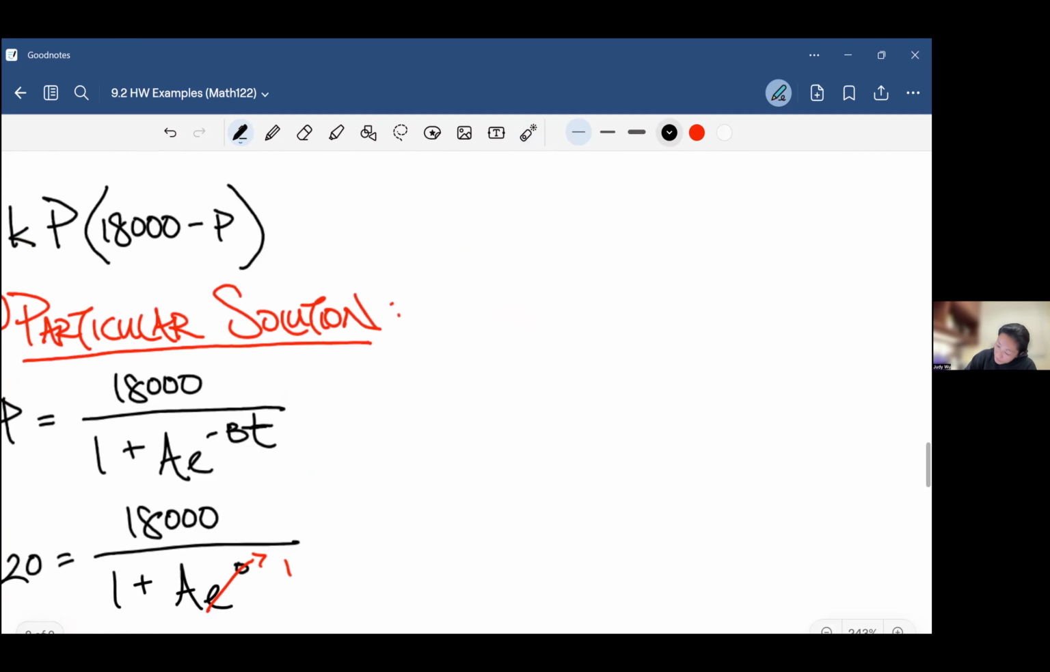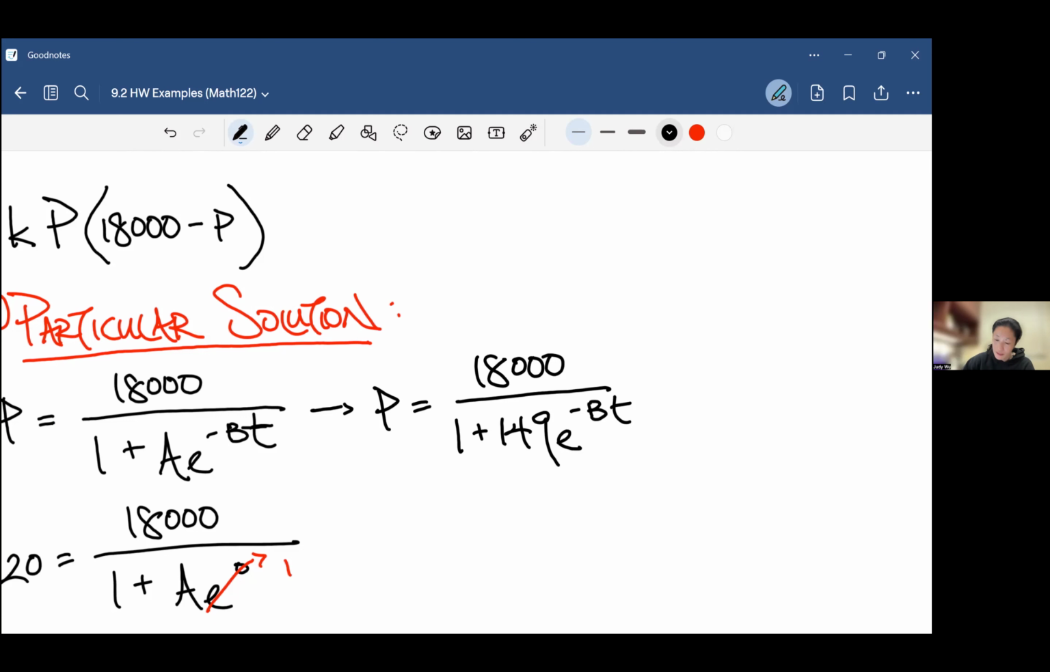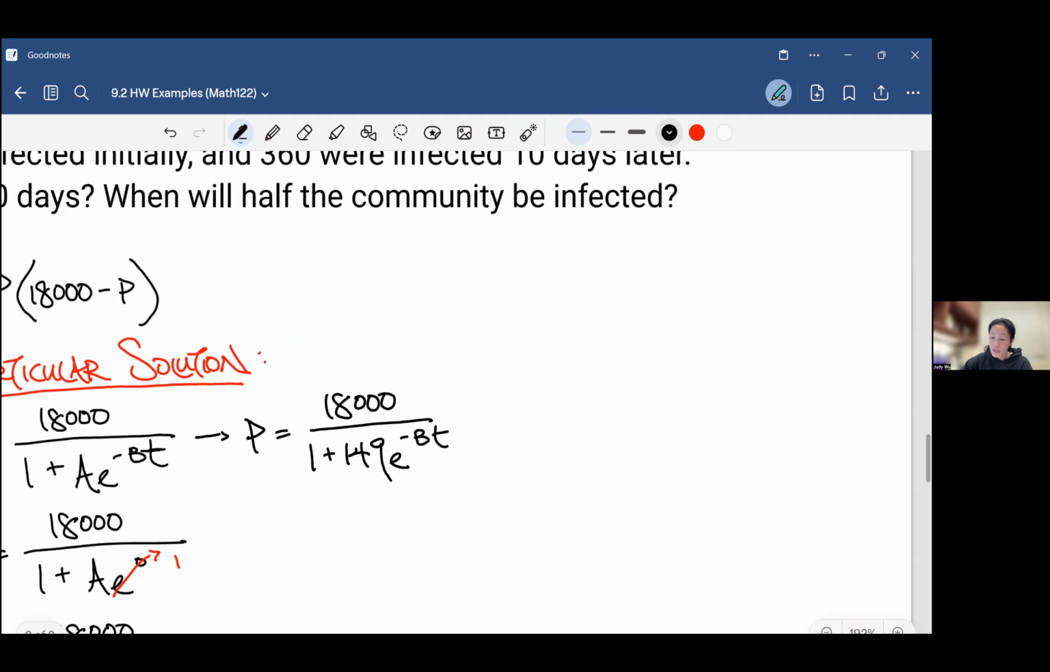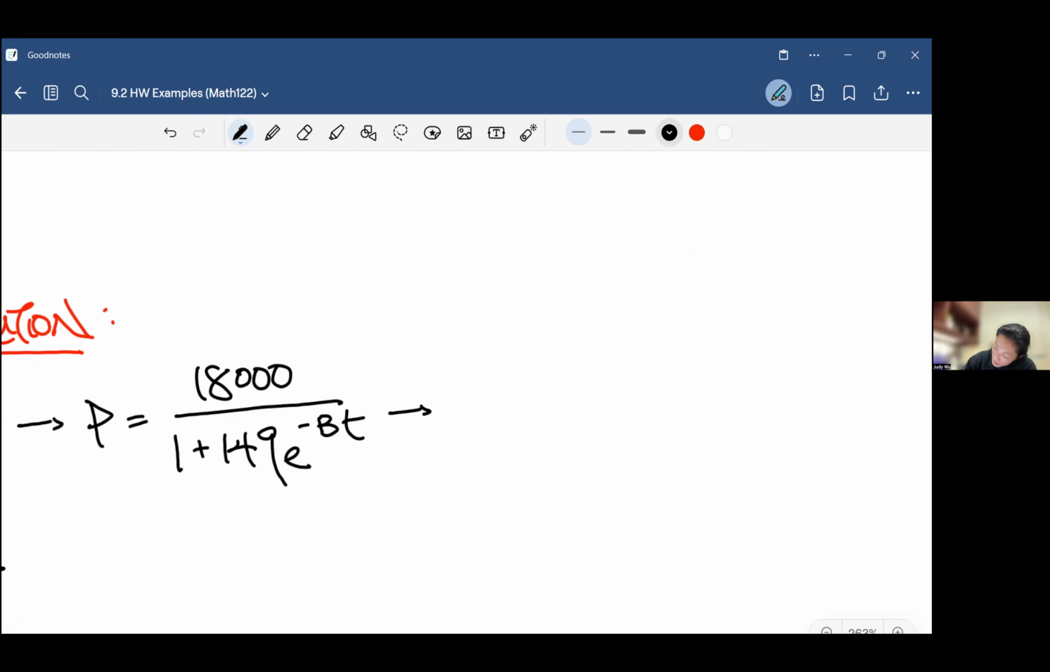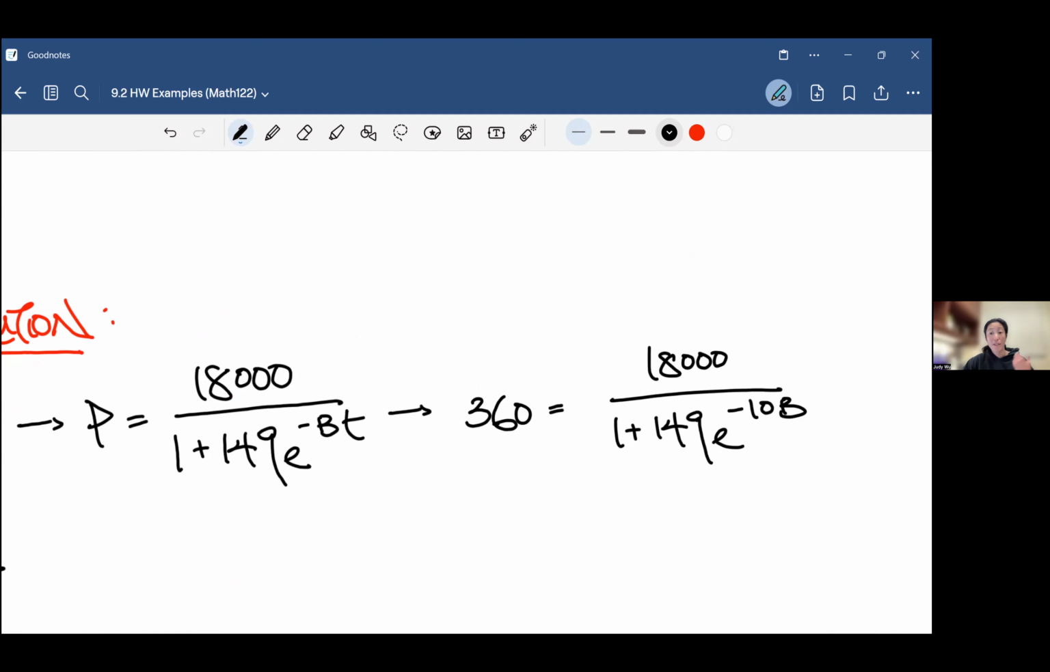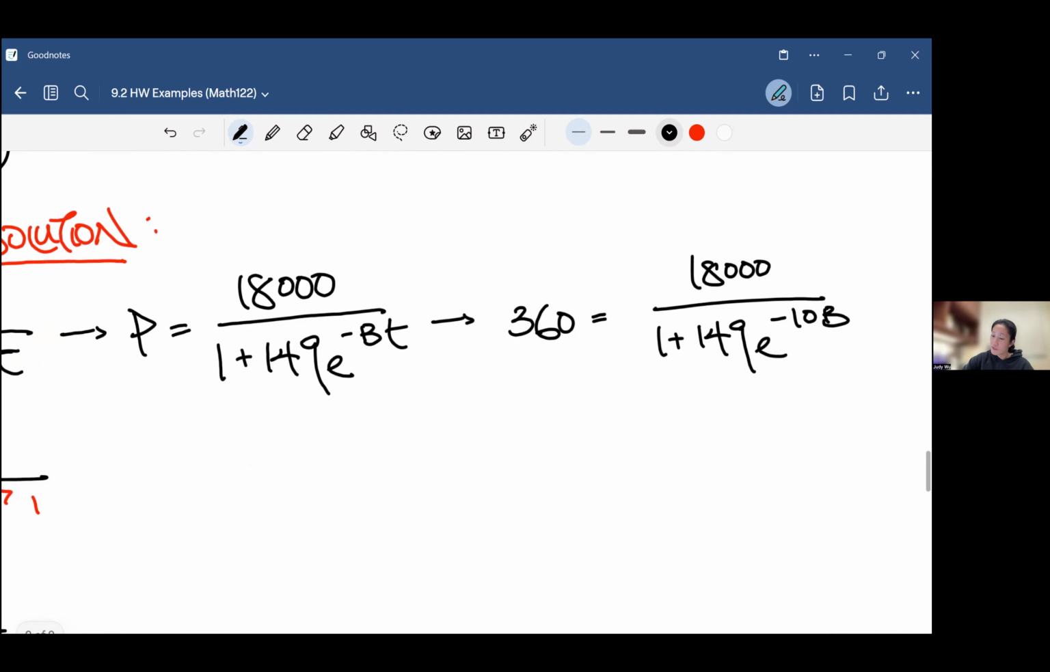So this is going to be P equals 18,000 over 1 plus 149 e to the negative Bt. And I know that after 10 days, 360 people are infected. So this means 360 people are infected after negative 10B. So we're putting in 10 for our little t.